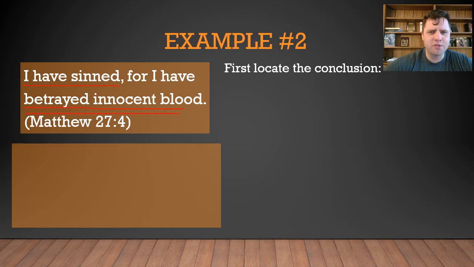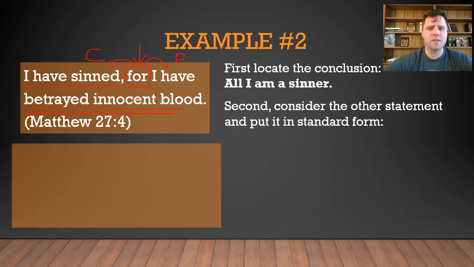Now, again, we're going to first locate the conclusion. And this word for helps us identify it, right? It's giving us an indication that the thing that comes before it must be the conclusion. And the thing that comes after it must be one of the reasons, which makes this one of the premises. So the conclusion has to be, I have sinned. Remember, we have to translate this to standard form. So we'll write, all I am a sinner.